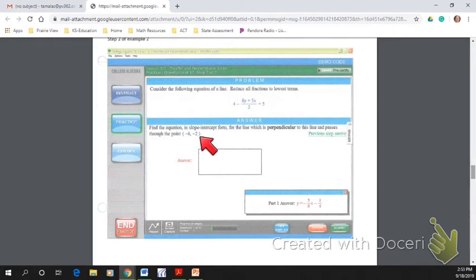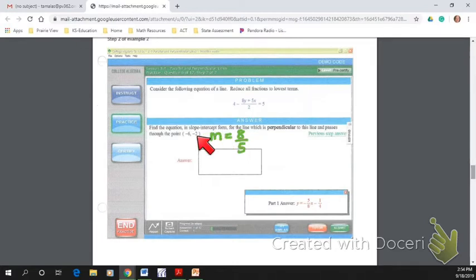So 8/5 x. Close. Oh, you're right, positive. I couldn't see the negative up there. So this line has a slope of negative 5/8. So you're saying that the line we're looking for has a slope of positive 8/5, right? So that's correct. So we know the line we're looking for has a slope of positive 8/5 and goes through this point. Okay. So if I know a slope and I know a point, what can I use?